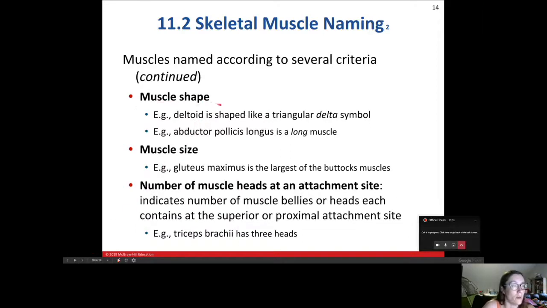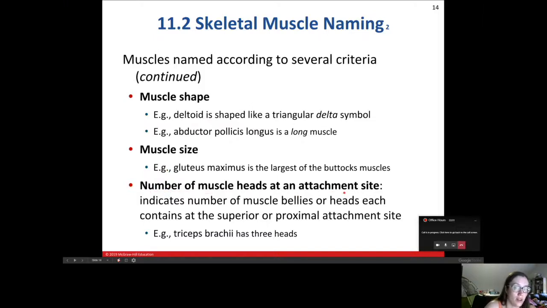Some are based on muscle shape. Like the deltoid is shaped like a triangle, and the delta symbol is triangular. And the abductor pollicis longus is a long muscle. Some of them are based on size. If you have a major and a minor, the major is bigger, the minor is smaller. If you have a maximus, medius, and minimus, the maximus is biggest, medius is middle, and minimus is smallest.